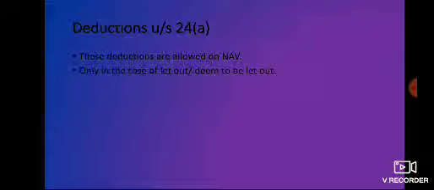Deductions under section 24A. These are also important points which you have to keep in mind while doing your problems regarding income from house property. Section 24A under the Income Tax Act has provided certain items that can be deducted before arriving at the final NAV. These deductions are allowed on NAV. That means we have to deduct from your net annual value. These deductions are allowed only in the case of let out or deemed to be let out.